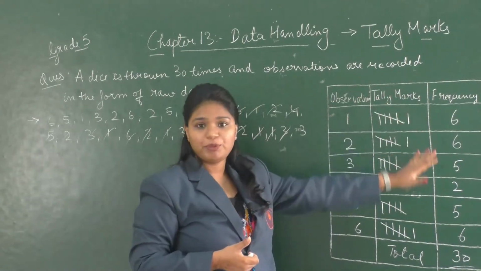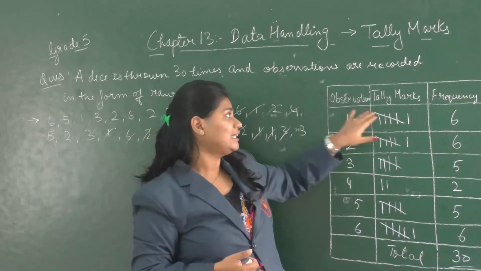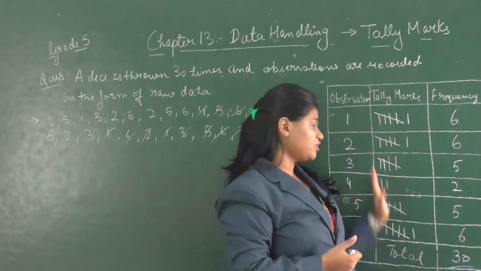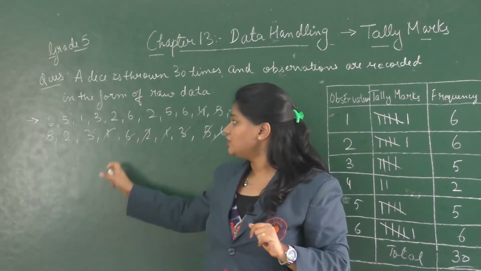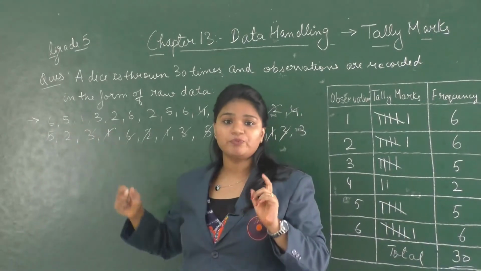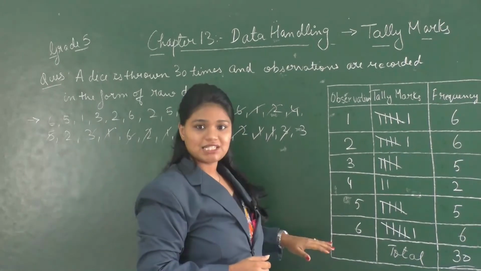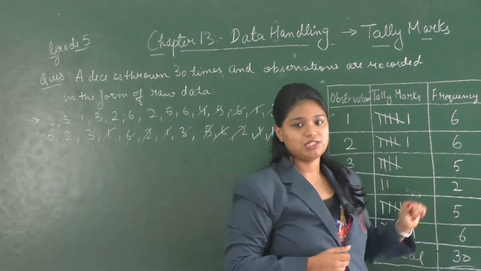How? You first have to make a table. Under table you will first write observation, then tally marks and then frequency. Now for observation you will notice how the numbers are ranging. Like here the numbers are ranging from 1 to 6. So here I have added 1, 2, 3, 4, 5, 6. Then I have added the tally marks and then I have calculated the frequency.